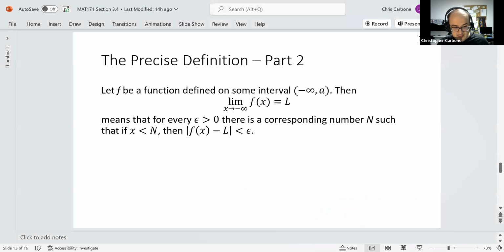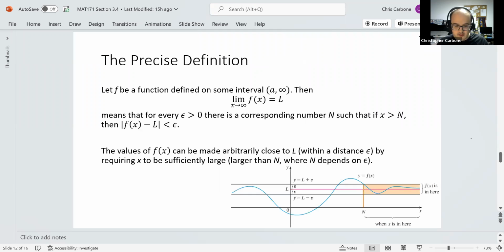And the same thing can happen with the negative infinity. So let f be a function defined on some open interval, negative infinity to a, then the limit as x approaches negative infinity of f of x is equal to L means that for every epsilon greater than 0, there is a corresponding number capital N such that if x is less than capital N, then the absolute value of f of x minus L is less than epsilon.